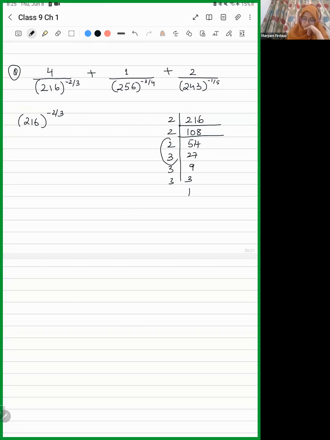Cube, ma'am. Sorry, 6 cube. Very good. So this is 6 cube. 6 cube to the power minus 2 by 3, which is 6 to the power minus 2. Okay, so we have found the first one. Now let's do the second one. 256 to the power minus 3 by 4.